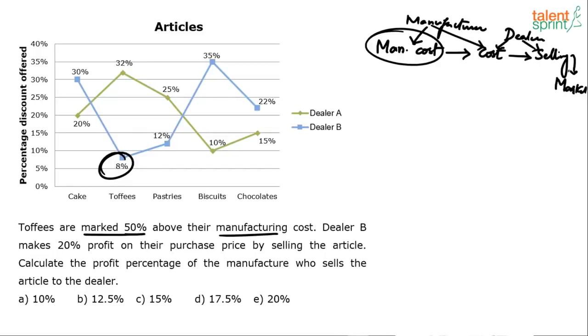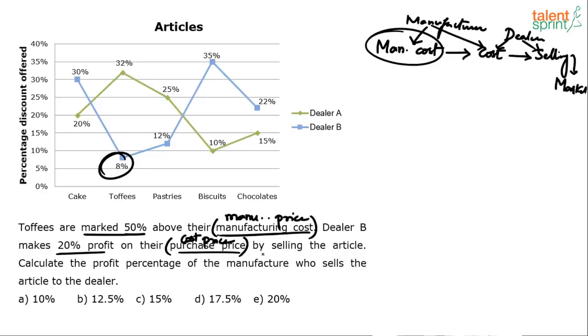And of course, there is a mark price here, on which a discount is given to get the selling price. So read it carefully. Toffees are marked 50% above the manufacturing cost. Dealer B makes a profit of 20% on the purchase price. This purchase price here is nothing but the cost price. Yes or no? This purchase price here is nothing but the cost price. This manufacturing cost is nothing but the manufacturing price.